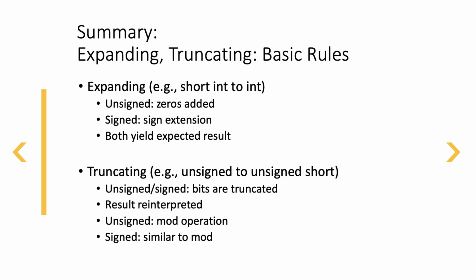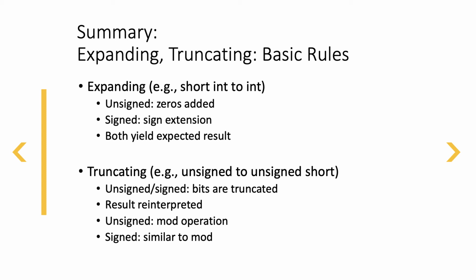Once again, we have some basic rules to keep in mind when we're expanding, say going from a short integer to an integer. For unsigned, we just add zeros to the left. For signed, we do sign extension. That just means instead of just adding zeros, we replicate the most significant bit. If it's already a 0 in the most significant bit, we just add zeros. If it's a 1, we add 1s. Both of those will yield the expected result.